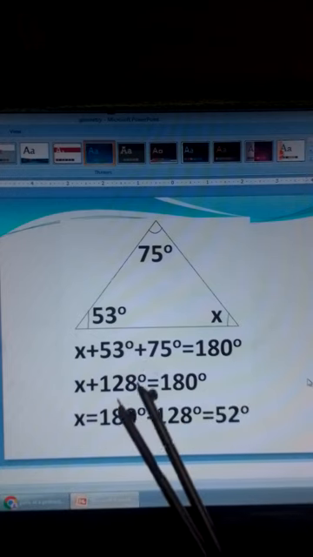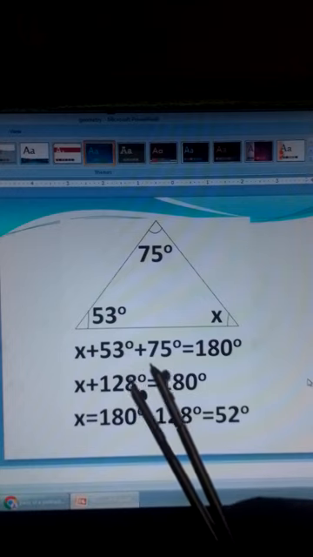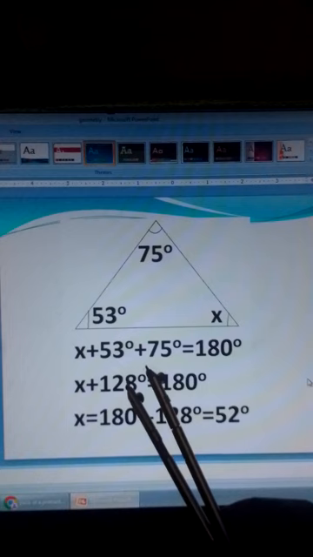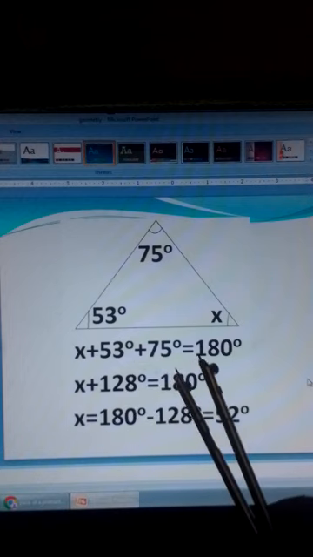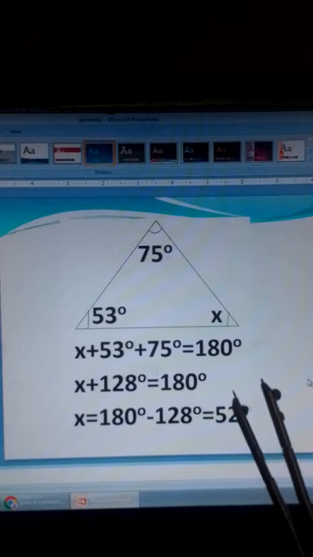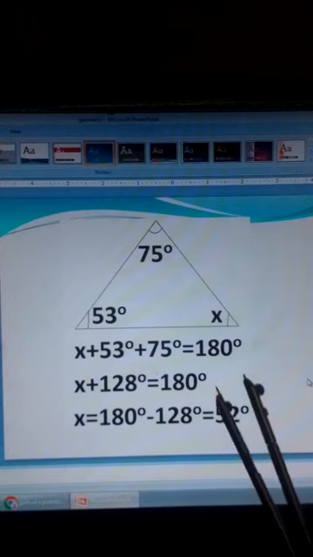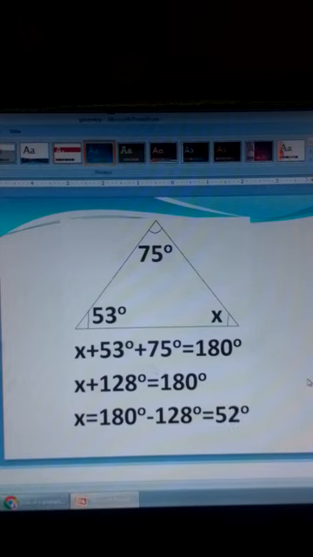To find X, you subtract 128 from both sides. So X plus 128 minus 128, you get X, is equal to 180 minus 128. So you get 52 degrees. So the value of X is equal to 52 degrees, right?